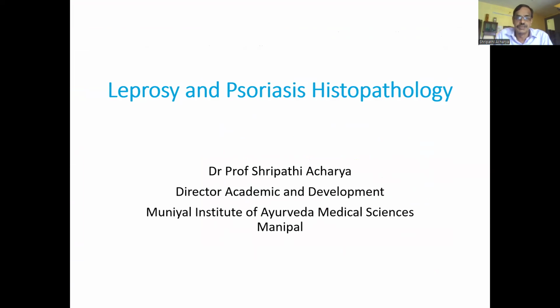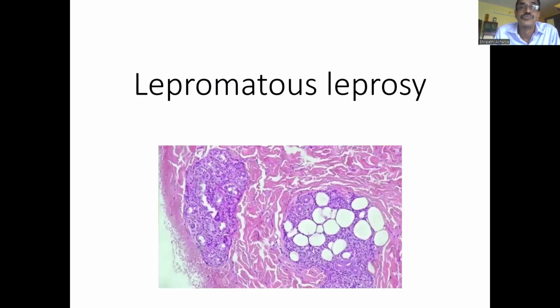Topic: Leprosy and psoriasis histopathology. So here, histopathological study of leprosy and psoriasis is discussed. Leprosy has mainly two types: lepromatous leprosy and tuberculoid leprosy. This is a slide of lepromatous leprosy.